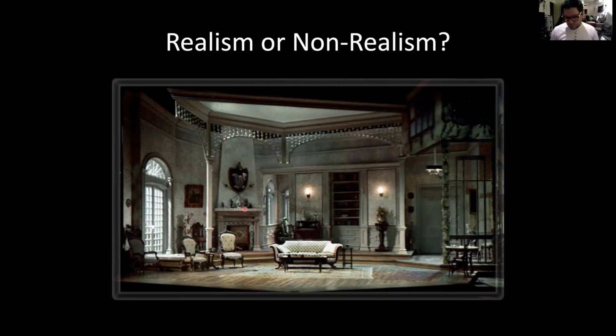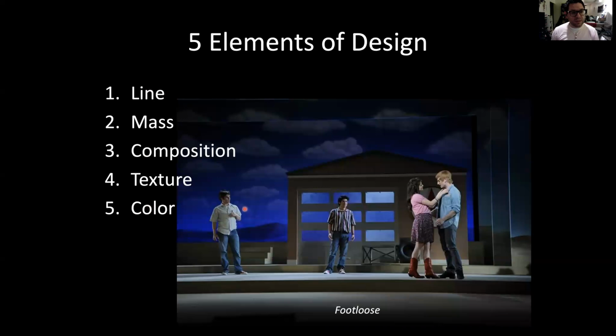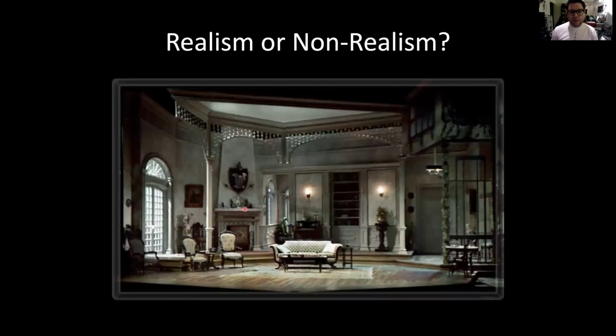Yeah. And just a couple of questions. If we go back one, we can see line, mass, composition, texture, color. Look at the lines here. There's a mixture of both. This is a very intricate set with some straight lines, some curved lines. It doesn't look like there's any structure here at all.